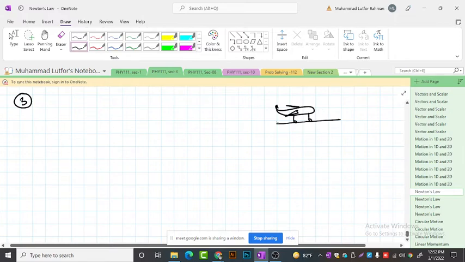So when it is stationary, how many forces will be acting on that plane? What are they? One would be its weight, which is downward, mg, and another would be the normal force, right? That normal force will be applied on the wheels of the plane, because they are connected to the surface. Fine.